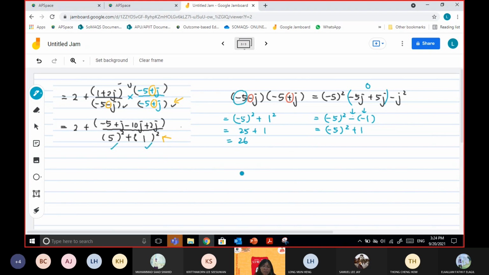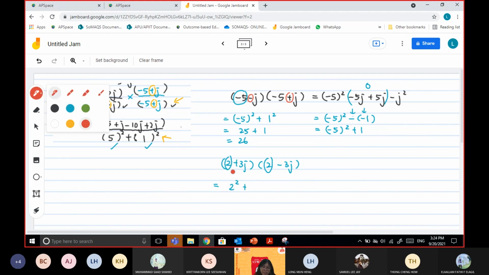If you involve other numbers, like the earlier one, let's say 2 plus 3j times 2 minus 3j. I can identify the real number, which is 2. So I just take 2 square plus, and here we have a 3, so I just take plus 3 square. This is the faster way, and we get the answer.